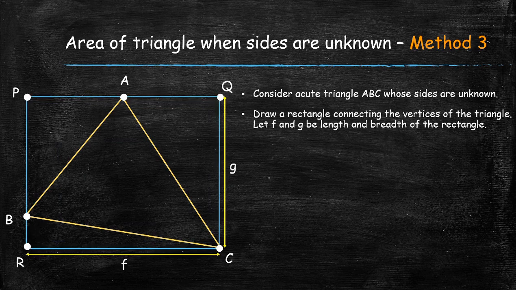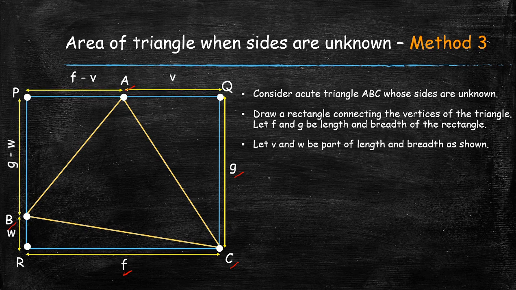Now we draw a rectangle connecting the vertices of the triangle. We take point A of the triangle on side PQ of the rectangle. Point B of the triangle is on side PR of the rectangle. And point C of the triangle is a vertex of the rectangle. And F and G are the length and breadth of the rectangle.